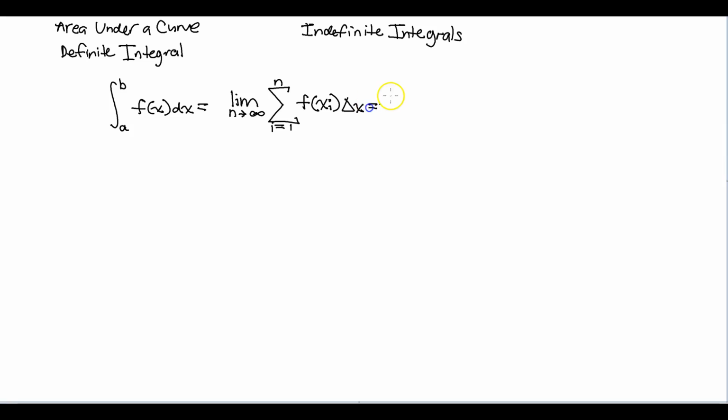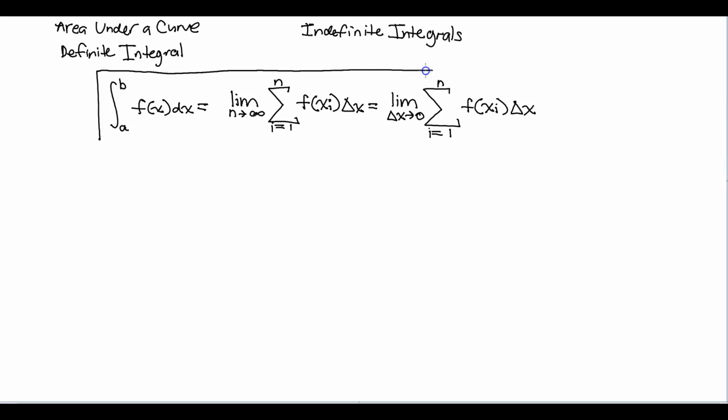You could also write it as the limit as delta x approaches 0 of the sum from i equals 1 to n, because we talked about last video how as you increase the number of rectangles, the width of the rectangles gets smaller. If you haven't watched last video, make sure you watch it, since some of these concepts will return. And this is the definition of the definite integral.